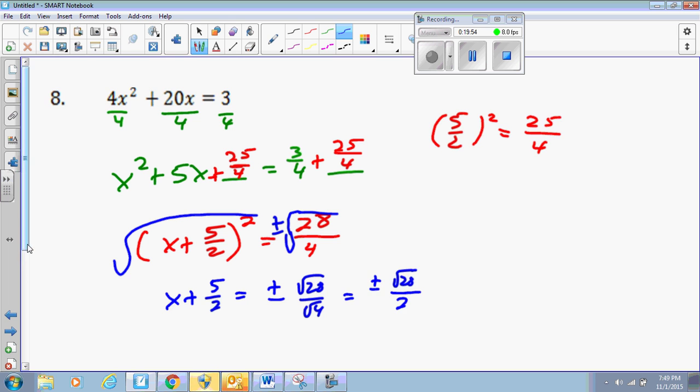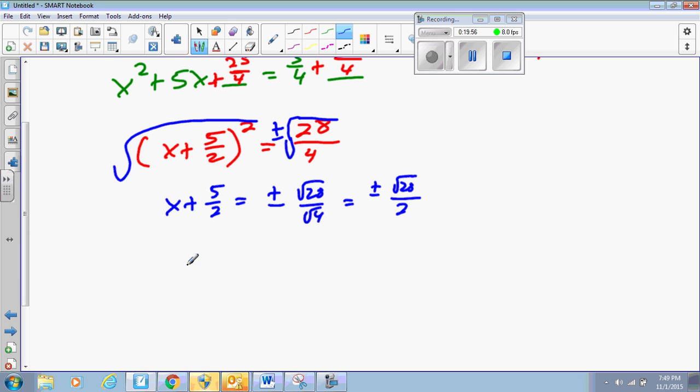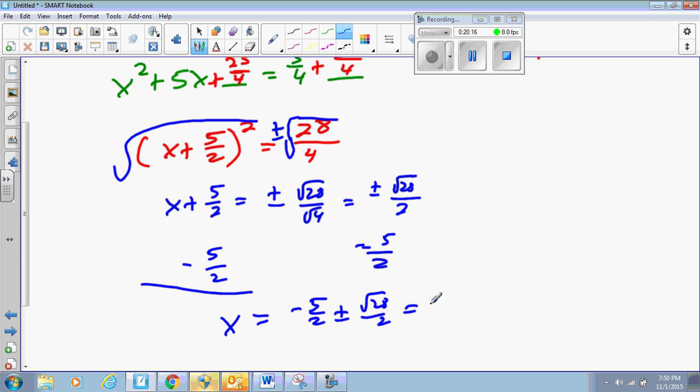So let's finish this problem a little bit. We're going to subtract 5 over 2 from both sides. So the left side is going to be x, and it's going to be negative 5 over 2 plus or minus the square root of 28 over 2, which would be equal to negative 5. We usually will write it like this, plus or minus the square root of 28 all over 2.